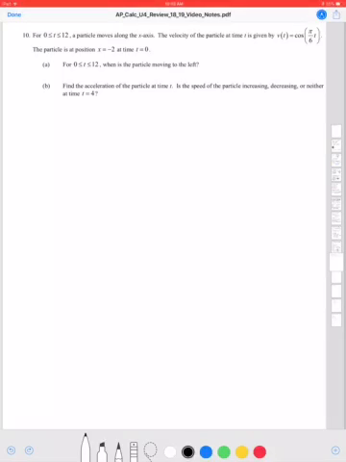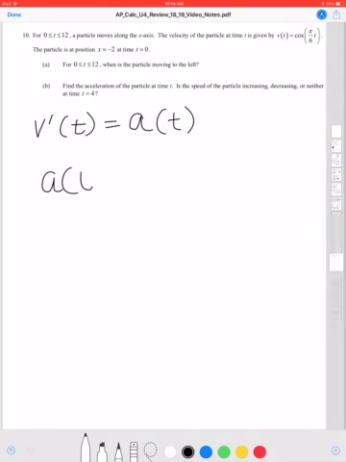All right, let's look at part B of number 10. Find the acceleration of the particle at time t. All right, let's start there. Acceleration is the derivative of velocity. Acceleration is the rate of change of the rate of change. It's how quickly you're speeding up or slowing down.